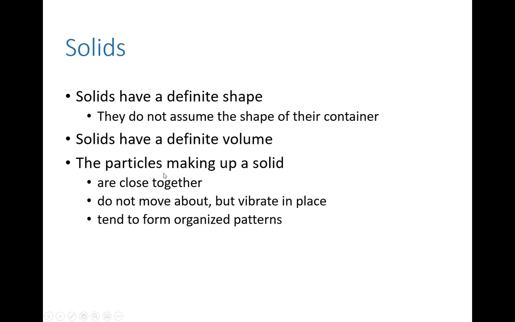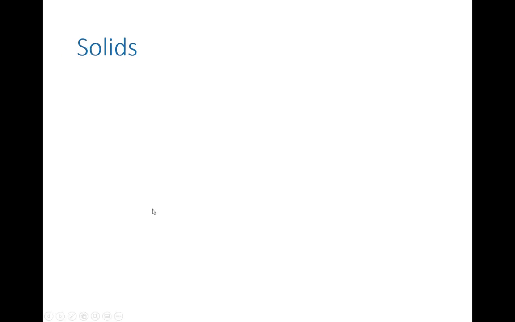So a sub-microscopic definition of looking at solids would be that the particles that are inside the solid are very close together. They don't move by much, but they do vibrate in place. So there's always some motion, but relative to each other, the particles stay in the same place. And they tend to form organized patterns, although that's not always true. For example, in rubber, the atoms can move about when the rubber is stretched.